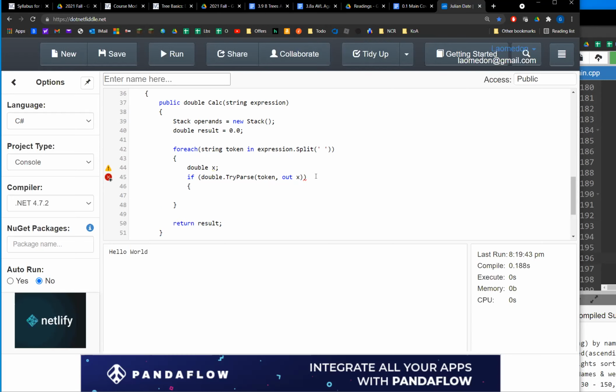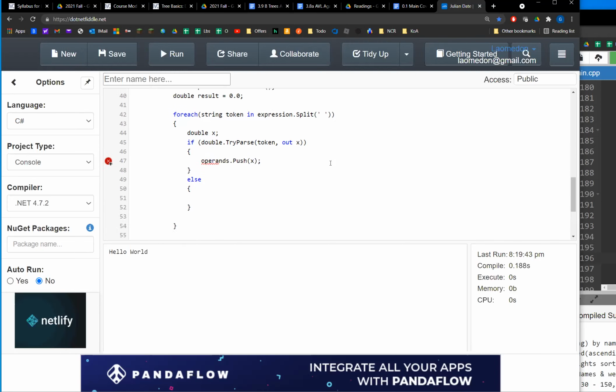So we had two things to do. If it was a number, we just push it. It's always fun when the background compiler is behind things, right? So if it was a number, push it onto operands, and we're good to go. Otherwise, calculator logic.